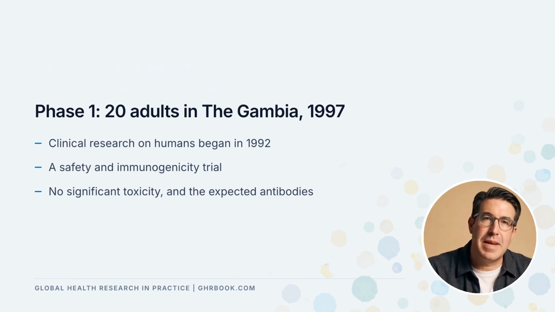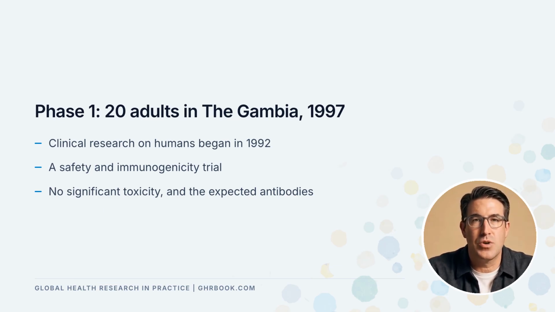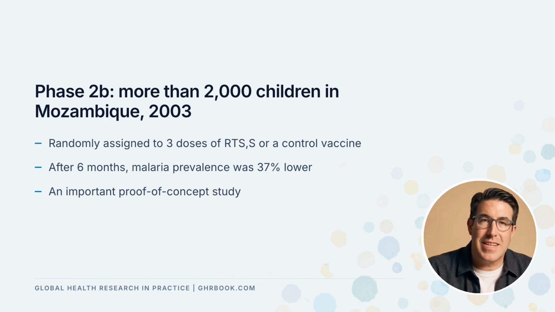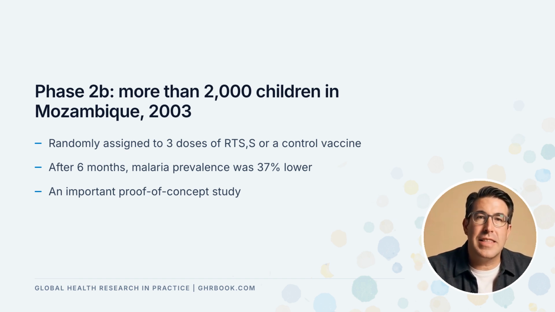Clinical research on humans began in 1992. Researchers conducted a phase 1 safety and immunogenicity trial with 20 adults in the Gambia in 1997. The results suggested that the vaccine did not have any significant toxicity, but did produce the expected antibodies. That is the phase 1 question from the table, asked of a real candidate: tens of participants and safety before effect. Several phase 2 studies conducted over the next decade demonstrated the efficacy of the vaccine against several endpoints.